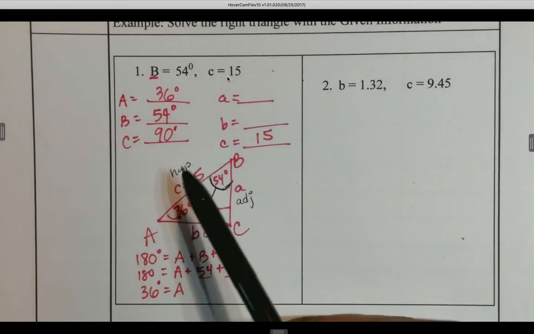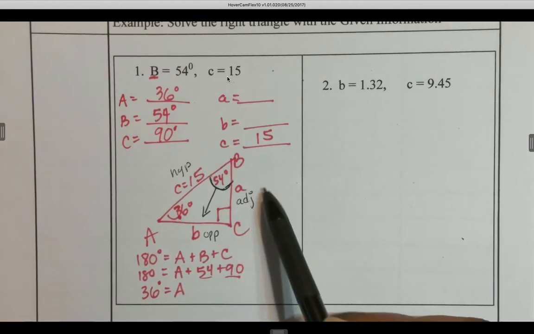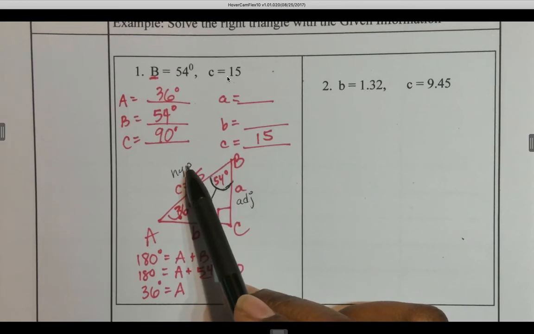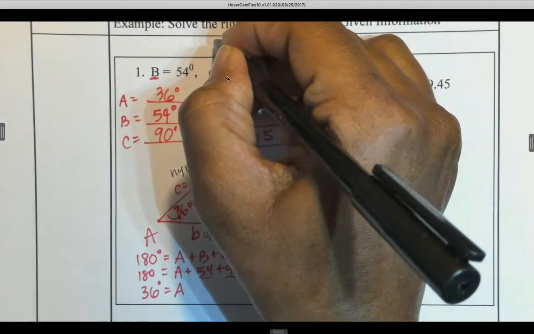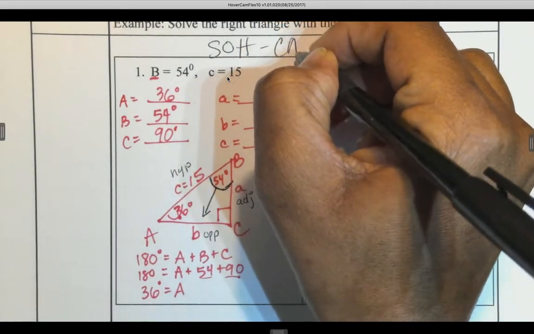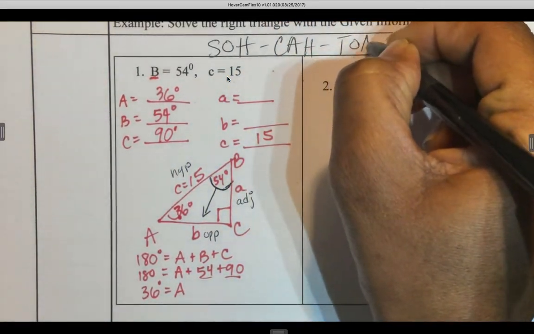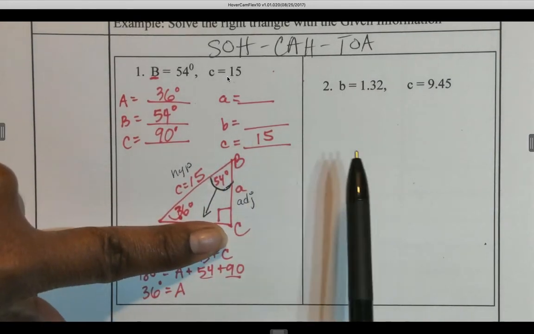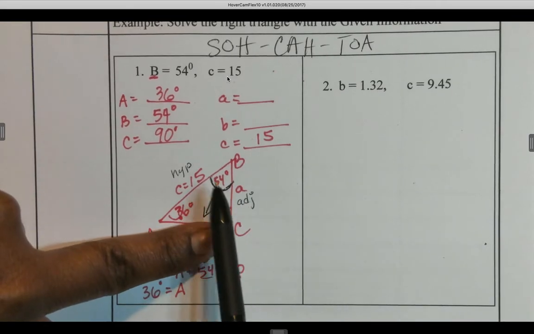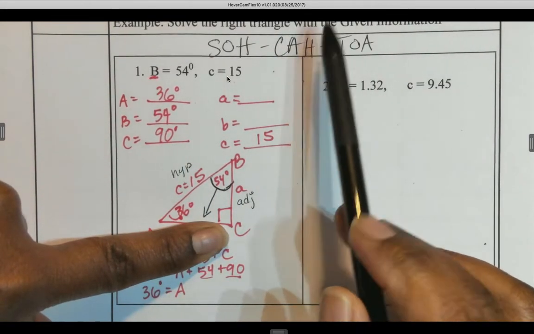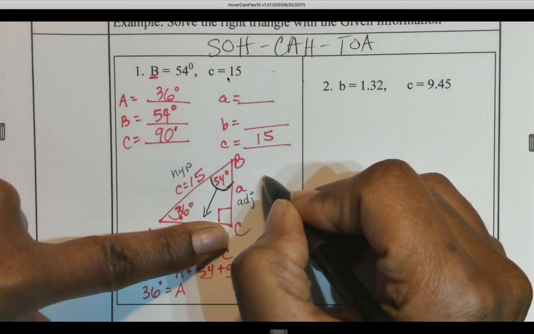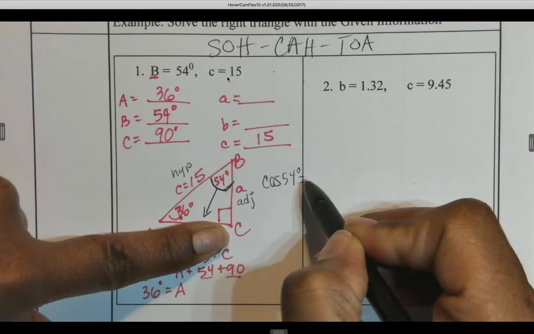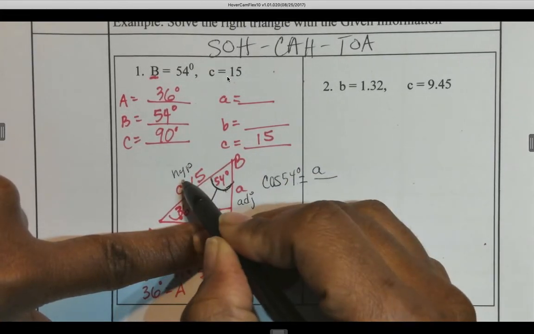And now I can say, well, I know the hypotenuse, I'm looking for the adjacent side. There's only one trig ratio that uses adjacent and hypotenuse. Okay, so I'm going to put up here SOHCAHTOA. And I say, what trig ratio uses adjacent and hypotenuse? Because I'm not worried about side B right now. Just looking for the adjacent side. I know the hypotenuse. Oh, that's cosine. I'm going to say, all right, well, cosine of angle B, 54 degrees, equals adjacent over hypotenuse.